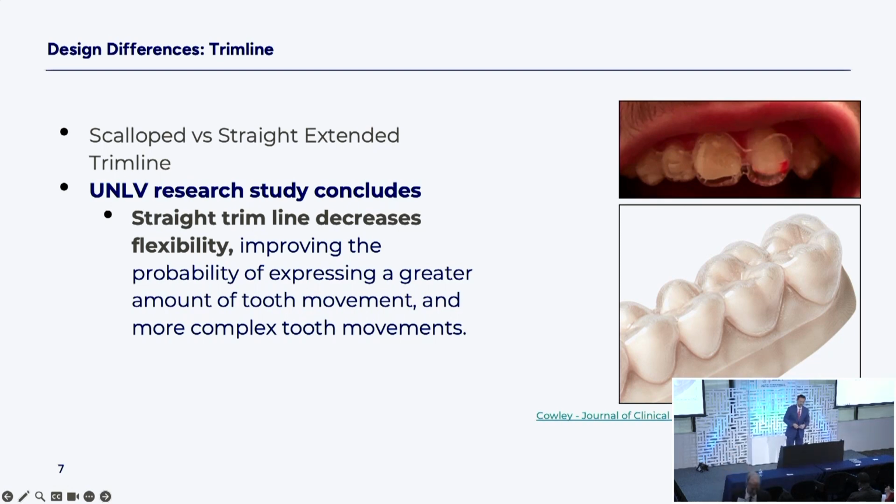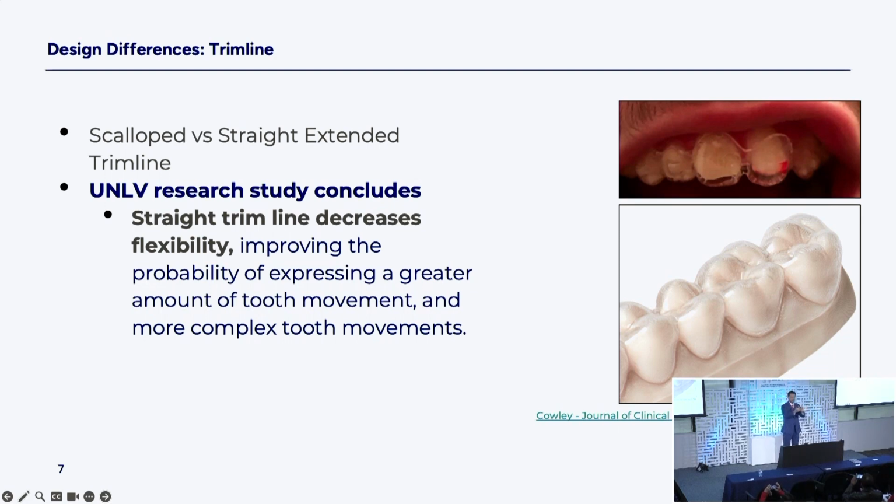We are using a straight trim line, not a scalloped trim line. And there's a difference between a scalloped and a straight extended trim line. The straight extended trim line has a decrease in flexibility, okay? The scalloped trim line, the aligner is very flexible. Very flexible. It loses its form over the 2 weeks. The straight extended trim line, that straight line around the aligner, keeps it more rigid.